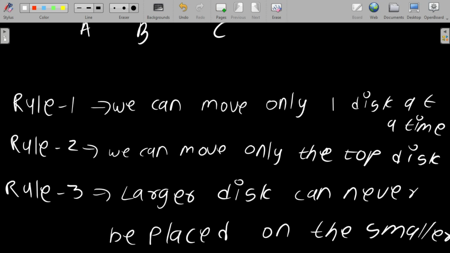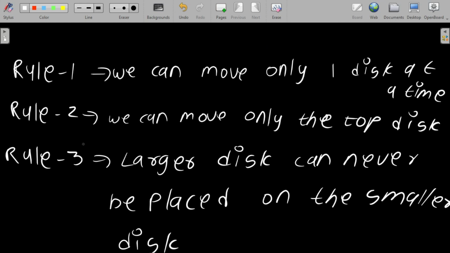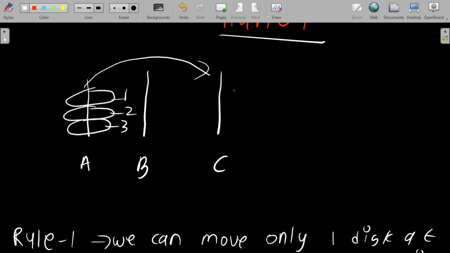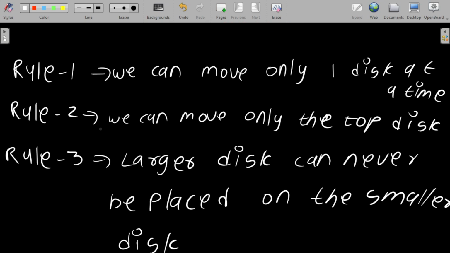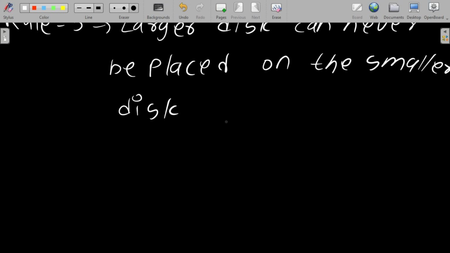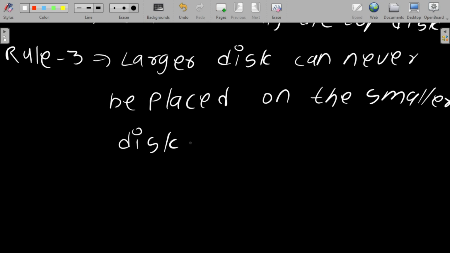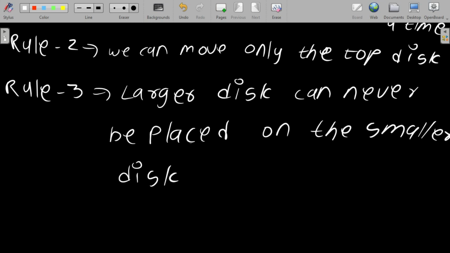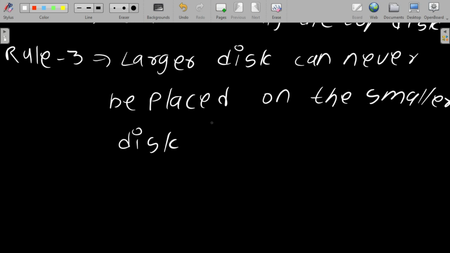So here comes the tricky part. If there were no rules, we could simply shift rod A to rod C. But in this problem we have rules, so we need to follow them and proceed. With these rules it may seem difficult, but it's actually easy. Let me explain. Now let us solve the problem with three discs.